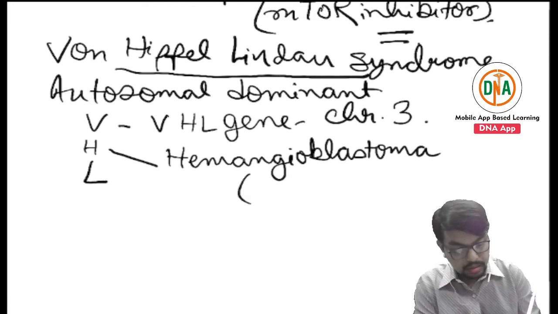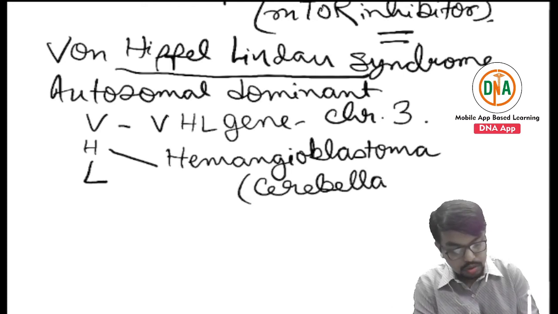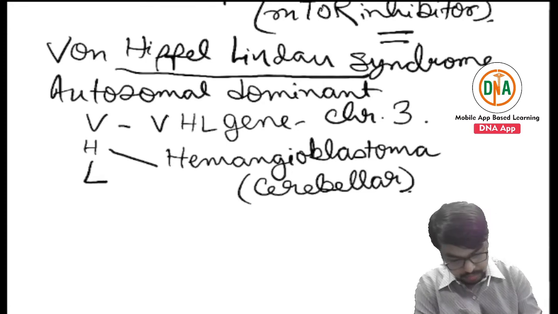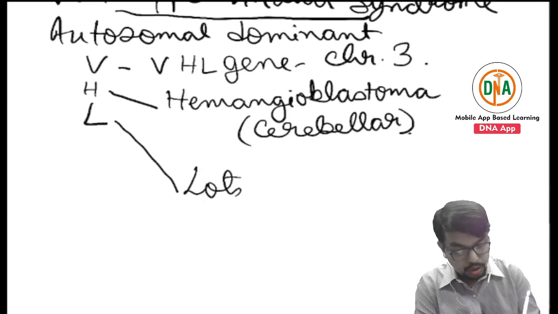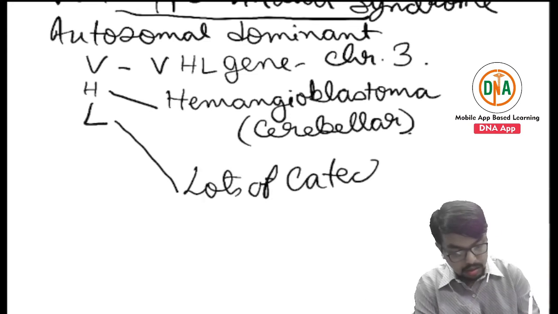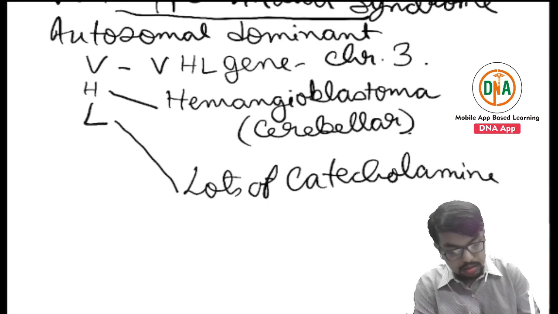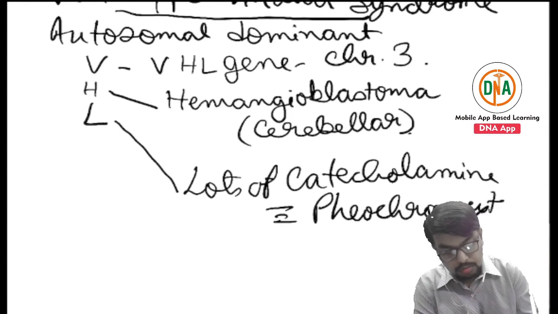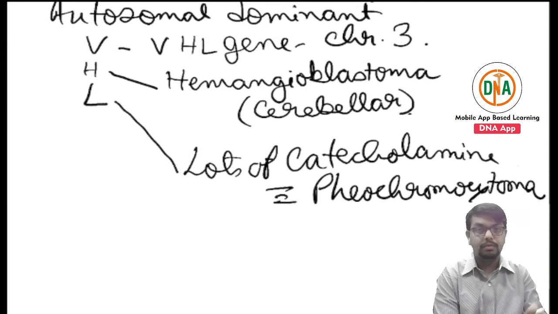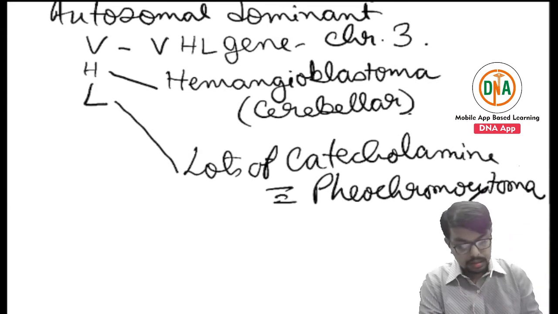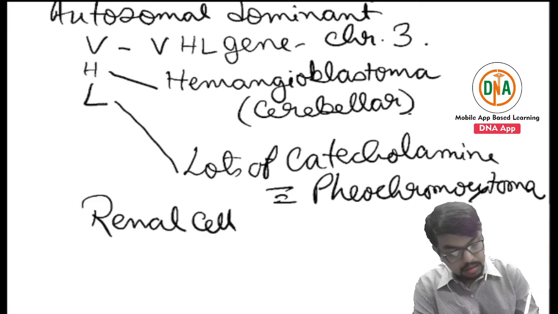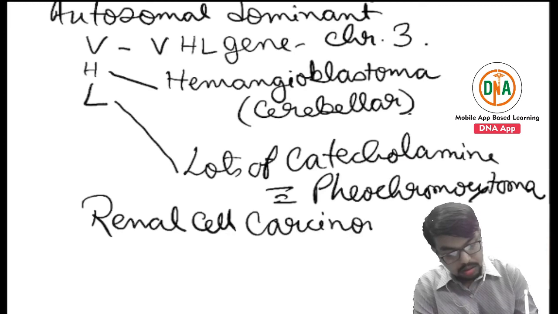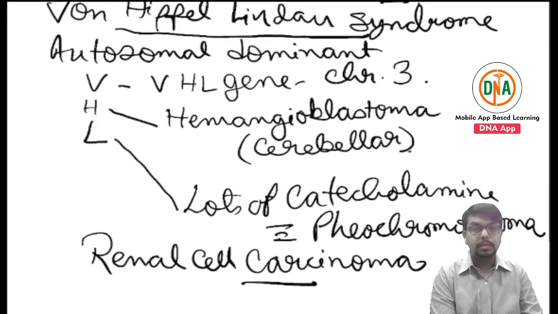Hemangioblastoma. We get cerebellar hemangioblastoma. Okay. Next, L. There is lots of catecholamine. That is pheochromocytoma. Pheochromocytoma associated with von Hippel-Lindau. Malignancy associated with von Hippel-Lindau is renal cell carcinoma.